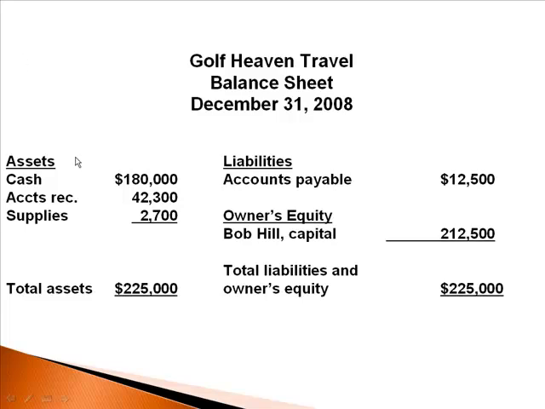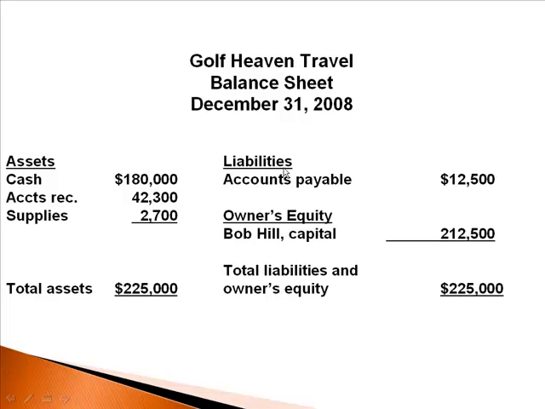But as of this snapshot in time, here are our numbers. This is the account form, assets listed on the left. We have the heading, assets. Then we have cash, the most liquid, listed first. Accounts receivable, traditionally listed second. And in this case, we only have three assets. Supplies, listed third. We add up those three numbers. We get our total assets here, $225,000 worth.